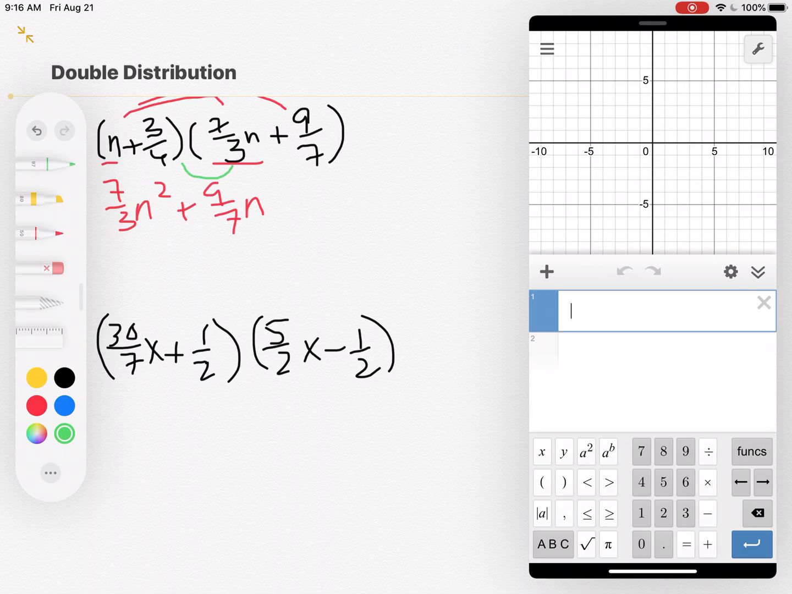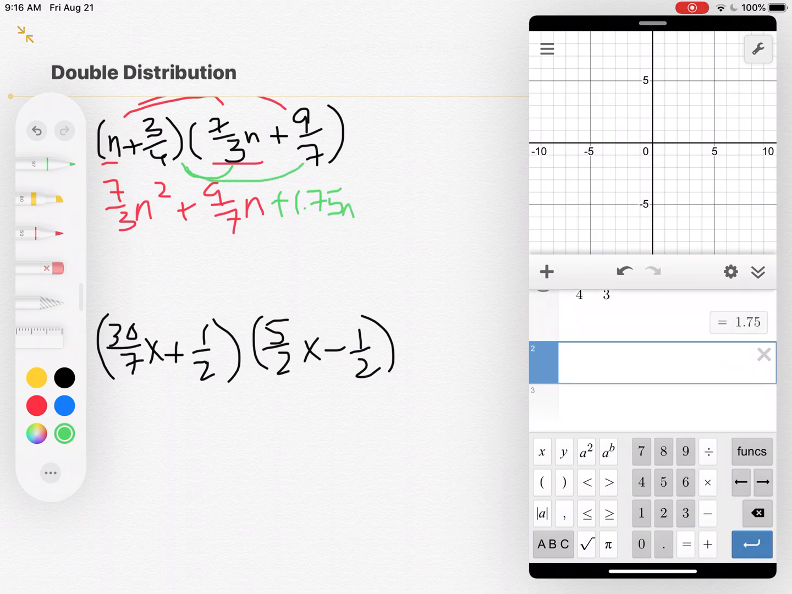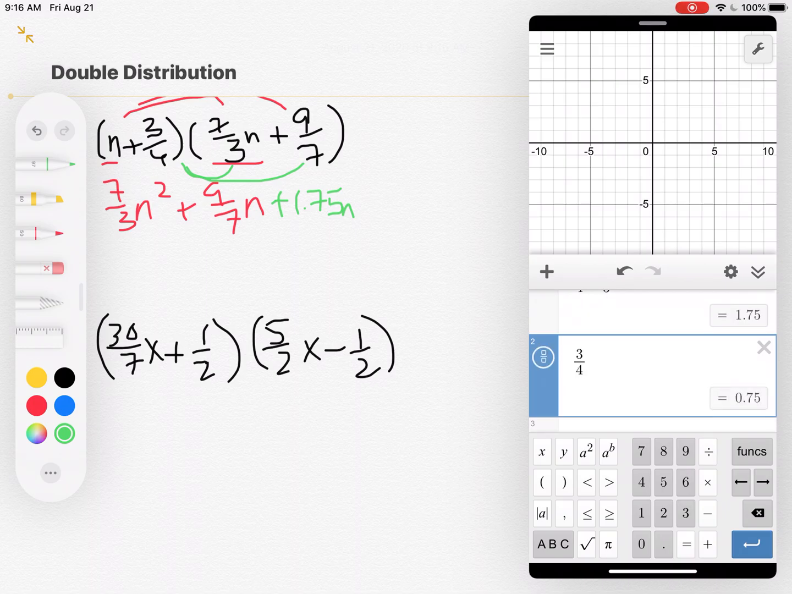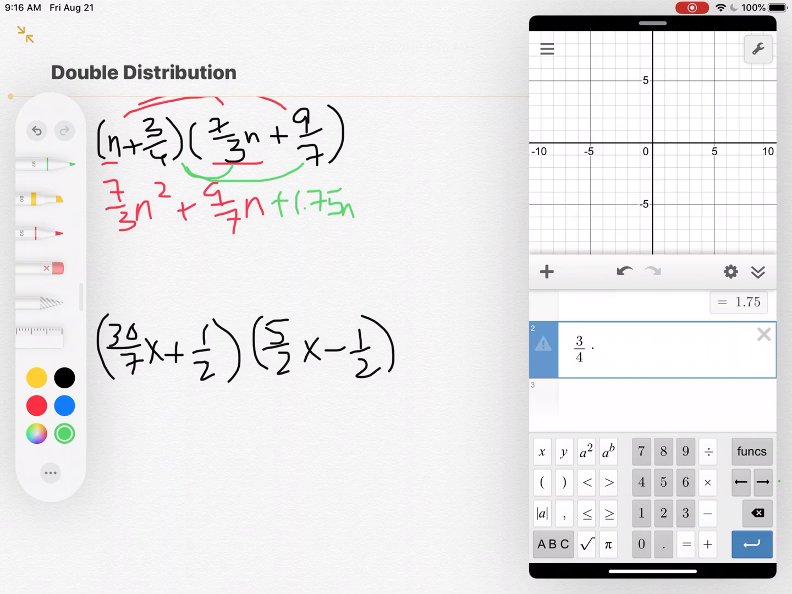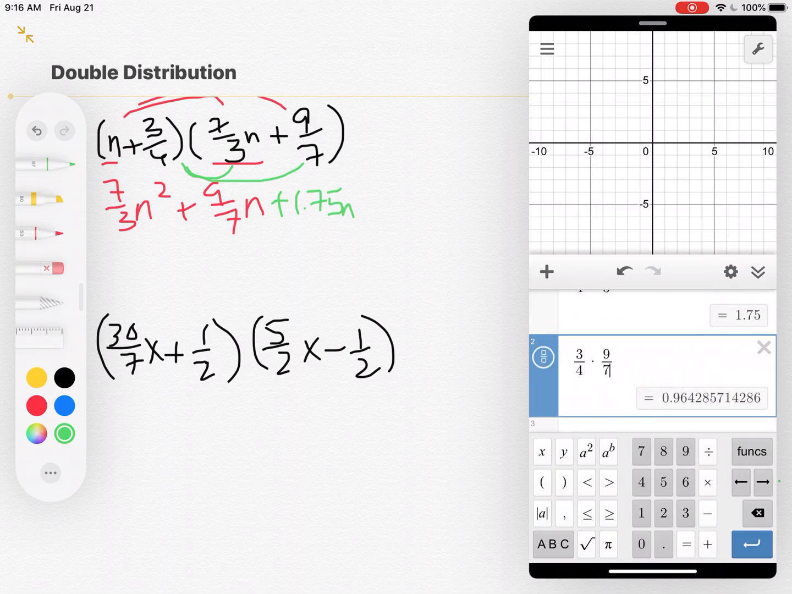Here's where we're probably going to want to start using Desmos. I need to multiply my first fraction, 3 over 4, so 3 divided by 4, arrow over. We are multiplying, so times my next fraction, 7 over 3. Desmos tells me that's 1.75n. And then last but not least, same idea, 3 divided by 4, arrow over, times 9 divided by 7. Gives me, let's round that, I'm going to say it's going to be 0.9. Looking at that 6, we have a 4 next to it, so it's going to stay a 6.